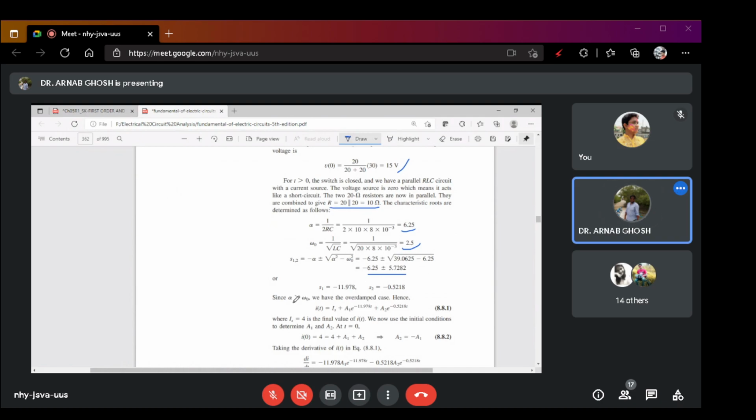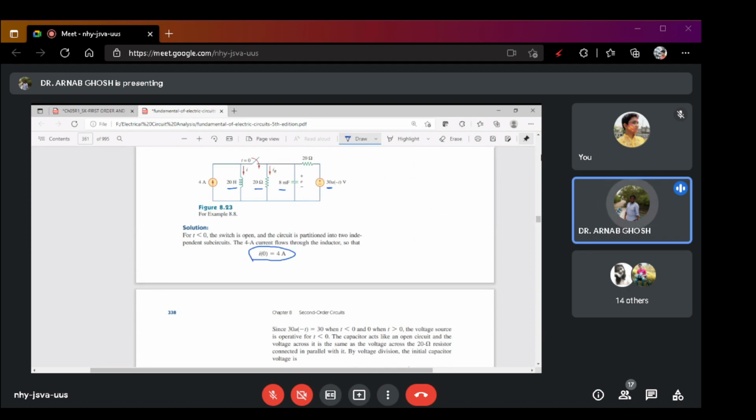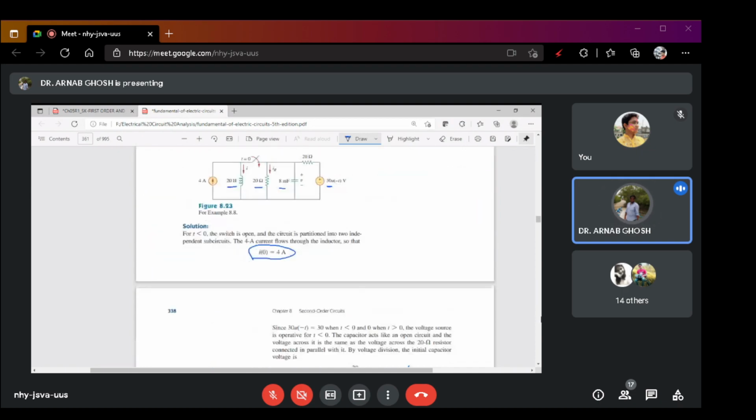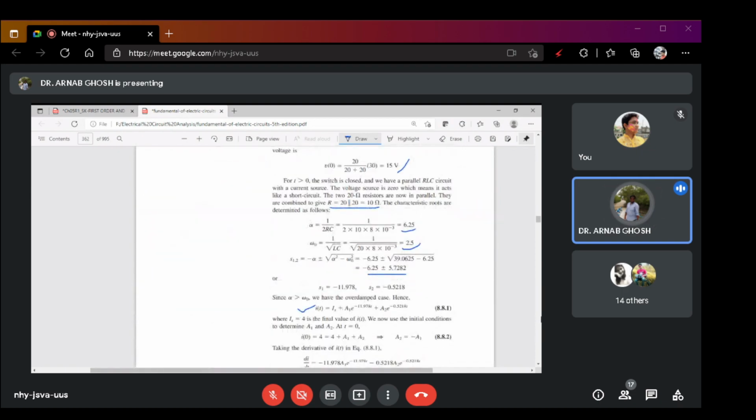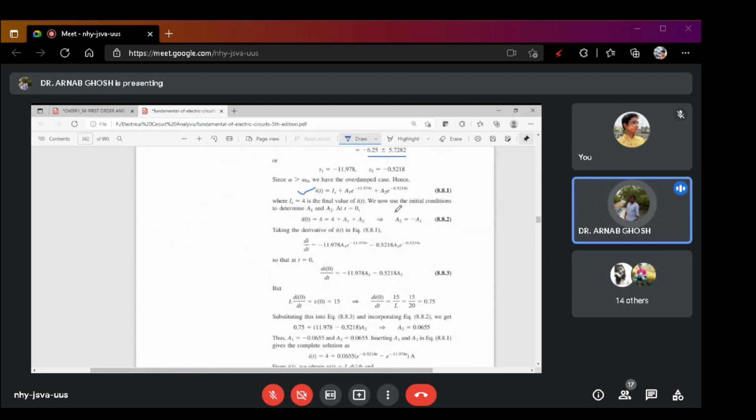Alpha is greater than omega 0, so it is the overdamped condition, and we will use this formula. What is IS given as? IS is 4. And your I0 is also given as 4 ampere. So this becomes A1 equal to minus A2.